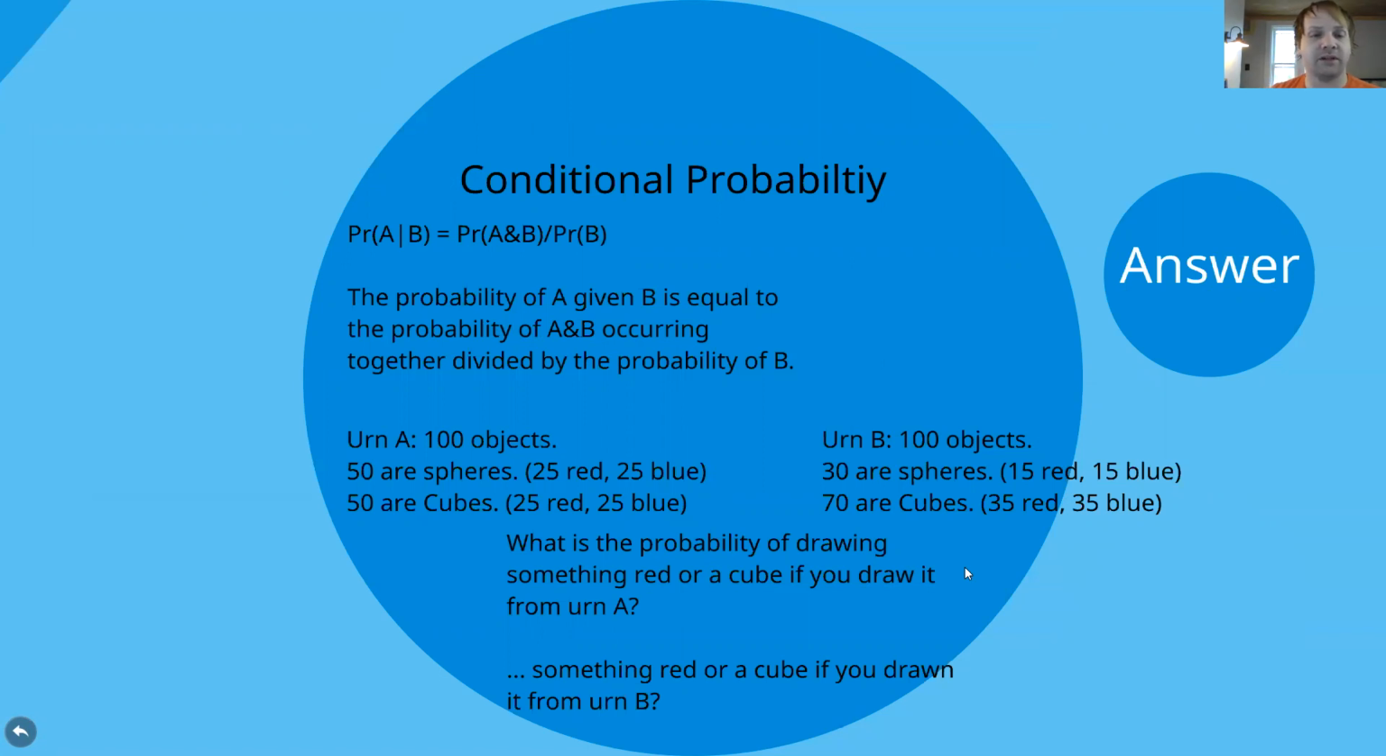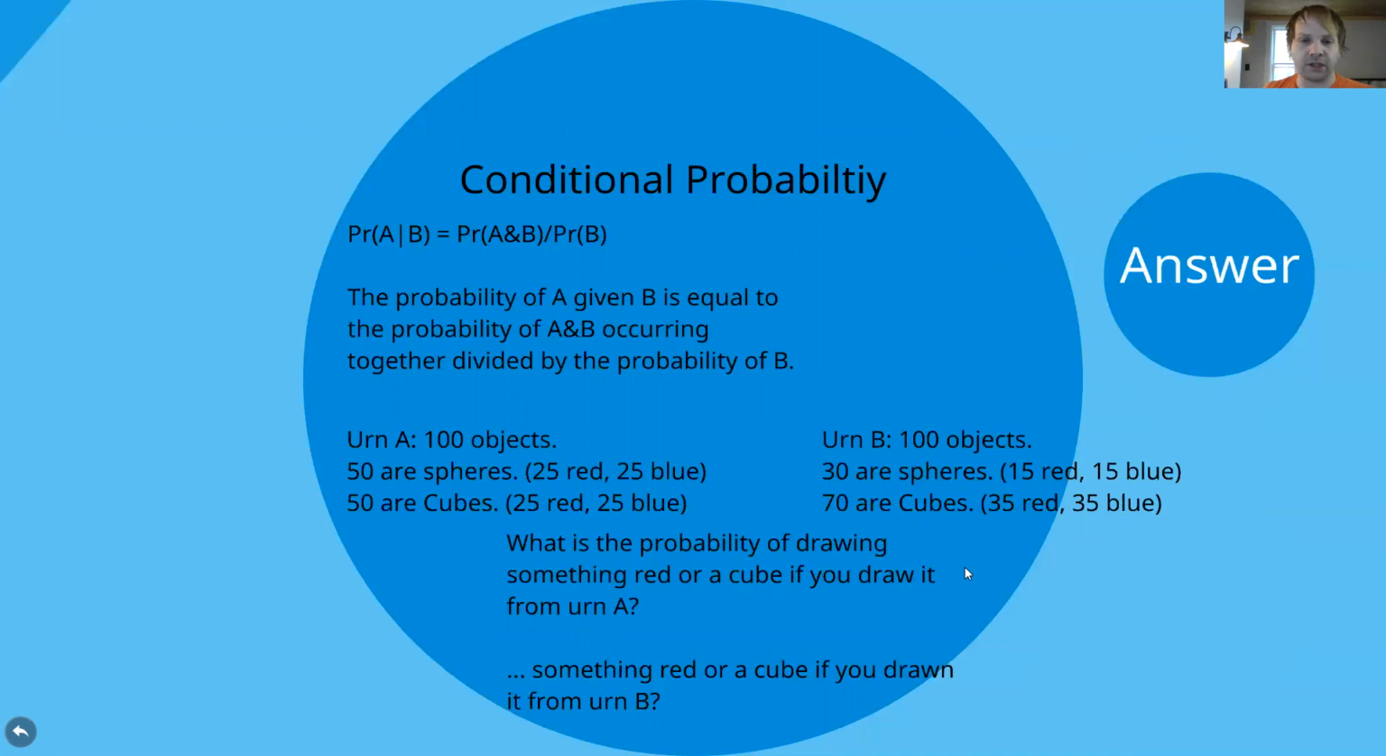So for example, let's take this urn situation. We have 100 objects, 50 are spheres, 50 are cubes, just like the last problem I applied with disjunction. And we have another urn that has 100 objects, 30 are spheres and 70 are cubes. Notice that this is a slightly different distribution, but it's still 50-50. What is the probability of drawing something red or a cube if you draw it from urn A?